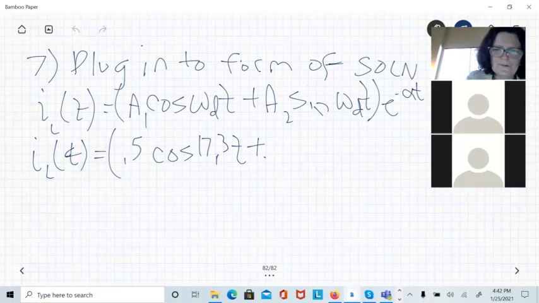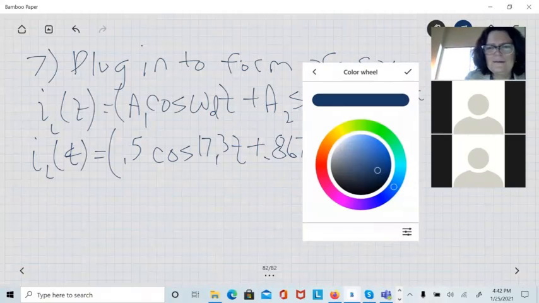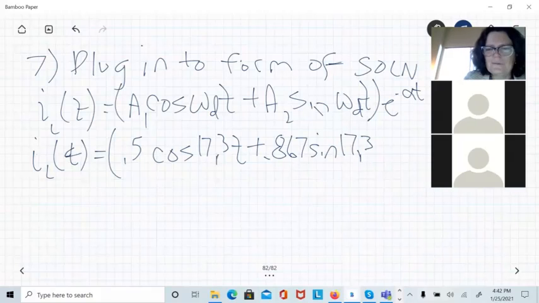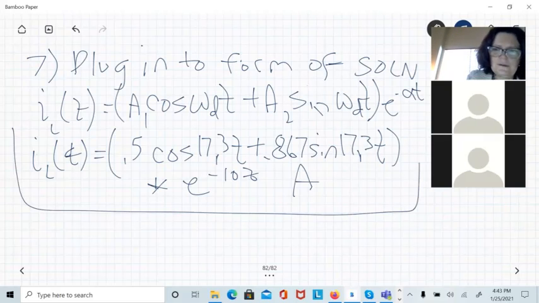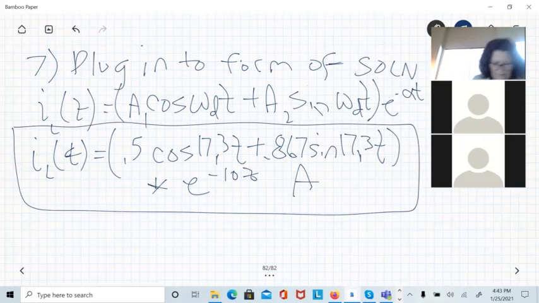This is why whiteboards are superior. Sine of 17.3 t, there's a decimal point there, times e to the minus alpha t, and our alpha was 10. And it has units of amps. So we are done. We have done 2 problems today. We've spent 45 minutes doing it. It doesn't go much faster in class.